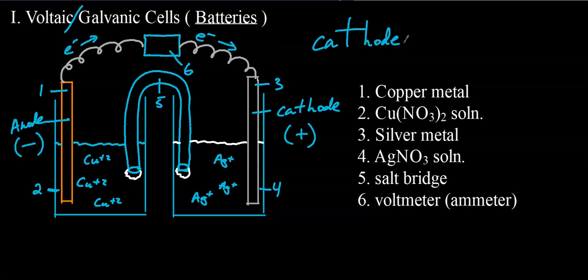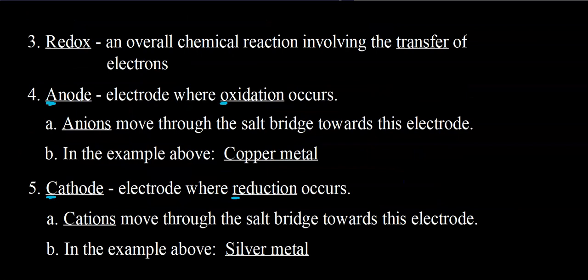It's like, well, that's a weird looking T. Well, trying to make that T look like a plus sign. Cathode in a galvanic cell is the positive electrode. All right, so fill that out in letter B. The silver electrode is our cathode.